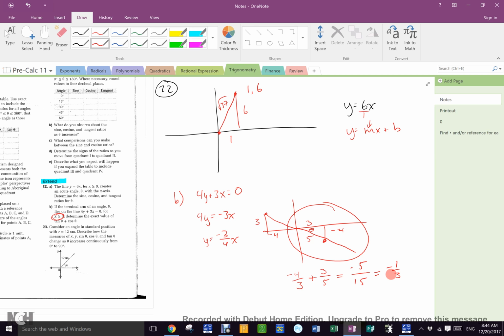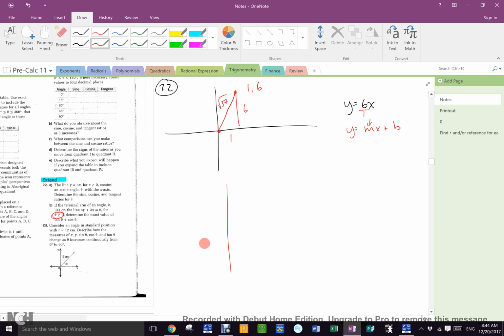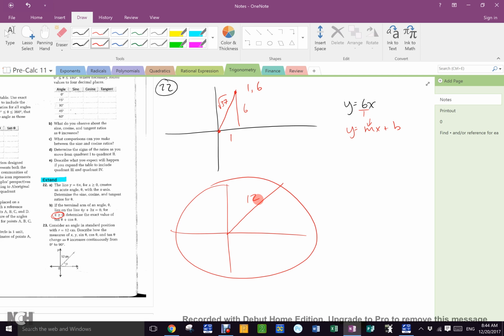Okay. And finally, consider an angle in standard position where r equals 12. R is the hypotenuse, right? Because remember, we drew a circle. R was 12. Yeah? Okay. Describe how the measures of x, y, sine, cos, and tan change as theta increases continuously. So, the 12 is always the distance from here to the edge, right? So if I go out to here, this is still 12. And as I go up to 90, this is still 12, right?